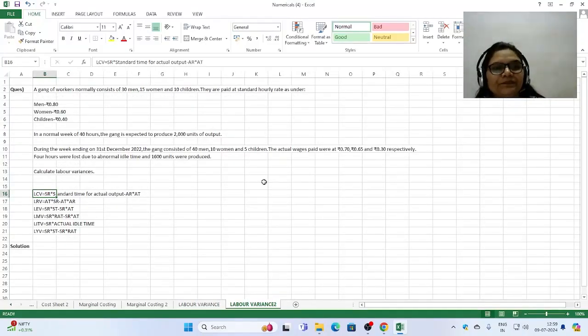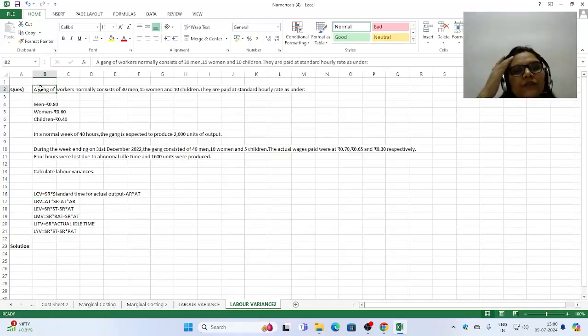Next is another question we will be doing here. A gang of workers normally consists of 30 men, 15 women, and 10 children. They are paid at standard hourly rate as under: men rupees 0.80, women 0.60, children 0.40. In a normal week of 40 hours, the gang is expected to produce 2000 units of output.